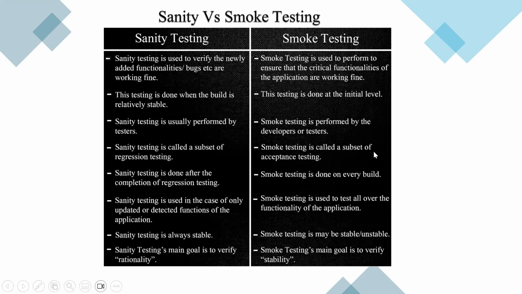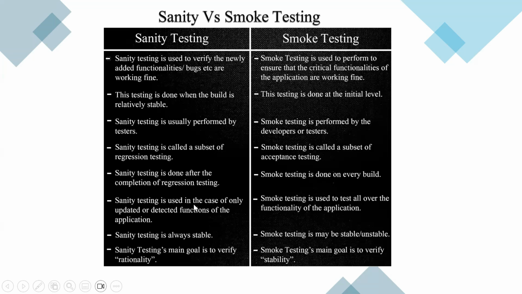Smoke testing is called a subset of acceptance testing. Yes. Sanity testing is done after completion of regression testing. Yes. Once regression testing has happened, after that we do sanity testing. Sanity testing means we do high level testing, right? Smoke testing is done on every build. Yes. Whenever a build has happened, a developer or tester can launch the application, log in, and check whether the application is getting launched properly. That is done after every build.